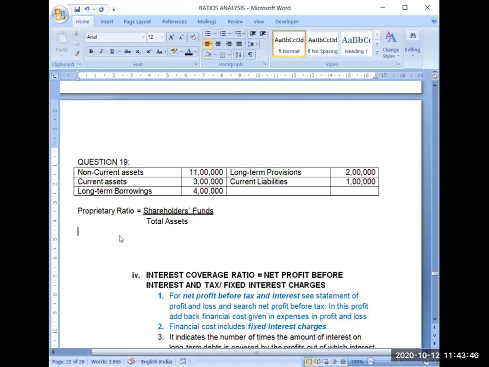Okay, so we were doing proprietary ratio, and this is another question we have to solve. Now, see, non-current assets are given, current assets are given. So this time both assets are given, I can easily calculate the total assets. Long-term borrowings are given, long-term provisions are also given. I will be able to calculate debt also.